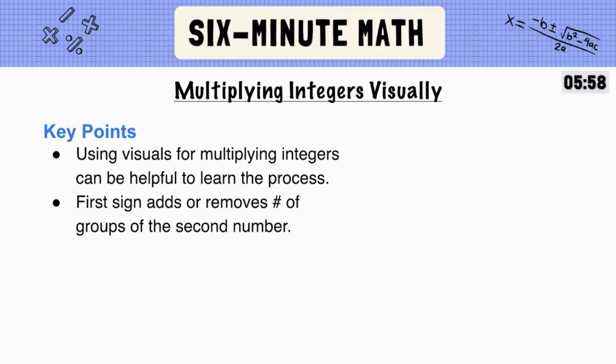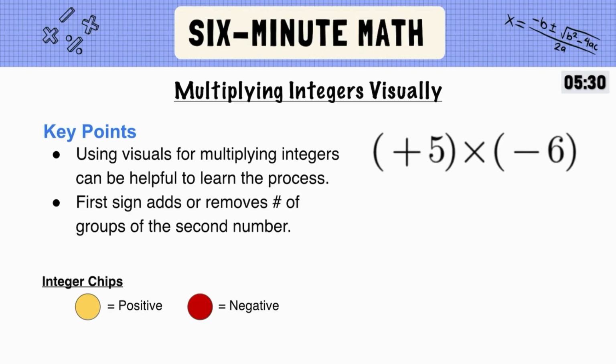Our key point for multiplying integers visually is that using visuals can be helpful to learn the process. This process involves our first sign, which is going to add or remove the number of groups of the second number. For our integer chips, remember that yellow is positive and red is negative.